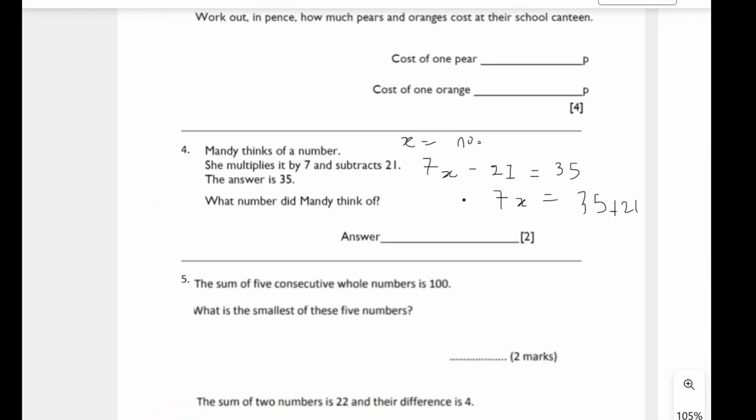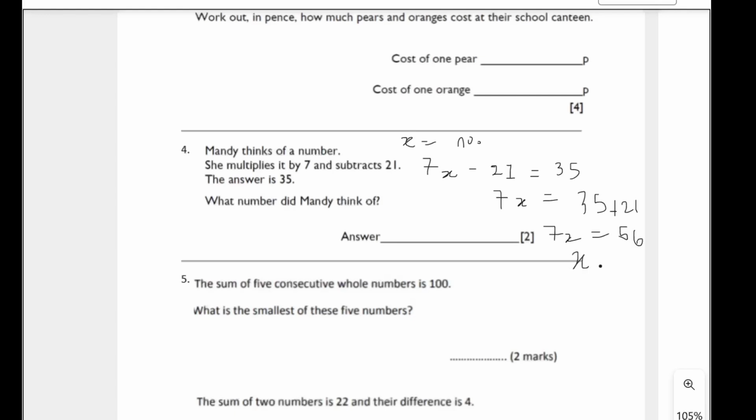Let's zoom in a bit over here. So if 7x is equal to 56, we divide both sides by 7, we get 56 over 7, and x is equal to 8. This means Mandy's number is 8.